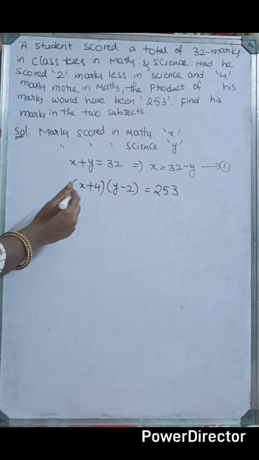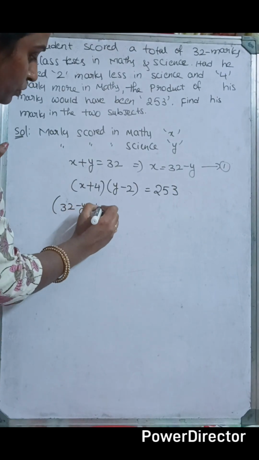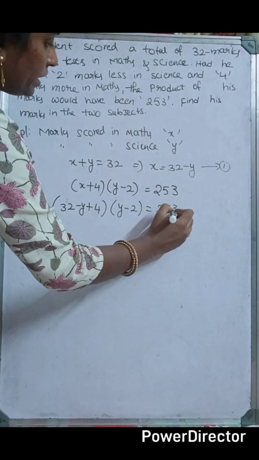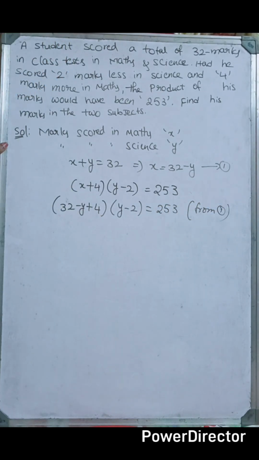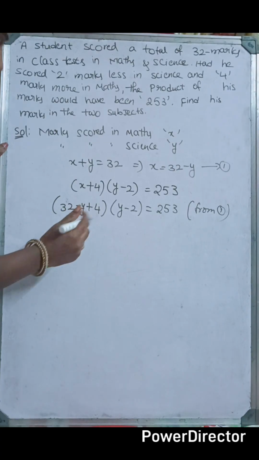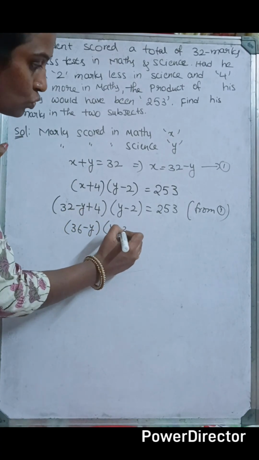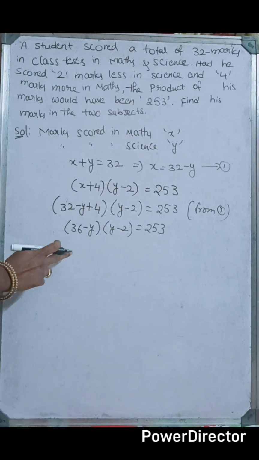Now I am going to substitute the value of X is equal to 32 minus Y in this equation. In place of X, I am writing 32 minus Y plus 4, into Y minus 2, is equal to 253. We got this from equation number 1. So 32 plus 4 is nothing but 36 minus Y, into Y minus 2, is equal to 253. Now this is a quadratic equation.